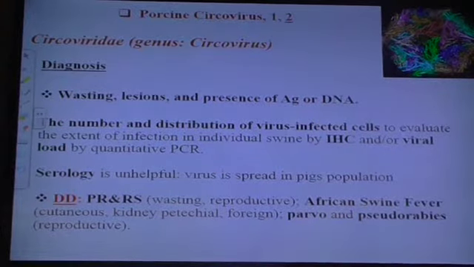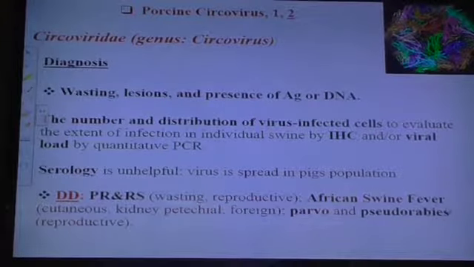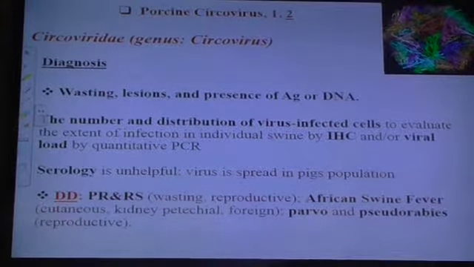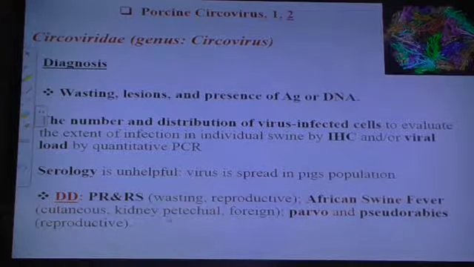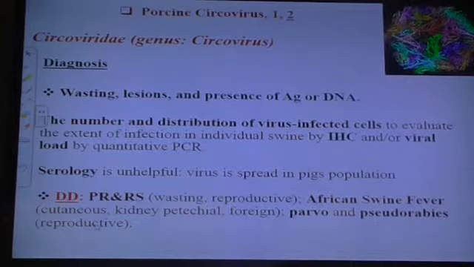It also has to be differentiated from African swine fever. Now, African swine fever is obviously not a US disease, so the foreign nature of this disease is important. But it can also cause cutaneous and kidney petechial hemorrhages, so it can be difficult to differentiate porcine circovirus from African swine fever. Parvo and pseudorabies also cause reproductive failure.